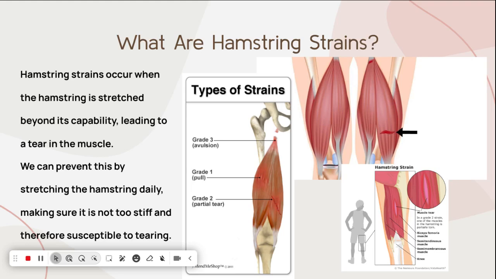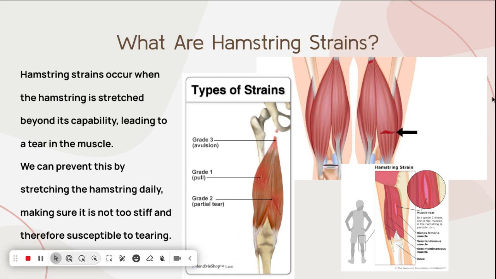So what are hamstring strains? Hamstring strains occur when your hamstring is stretched beyond its capability, leading to a tear in the muscle. We can prevent this by stretching the hamstring daily, making sure it is not too stiff and therefore susceptible to stretching.